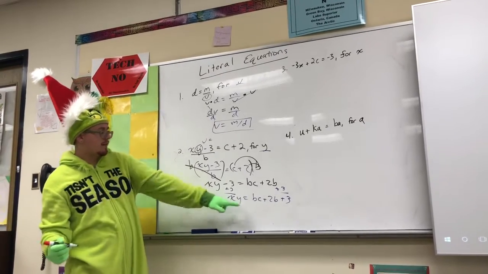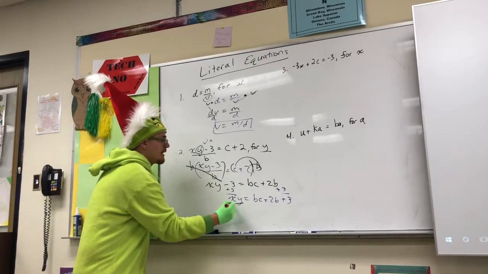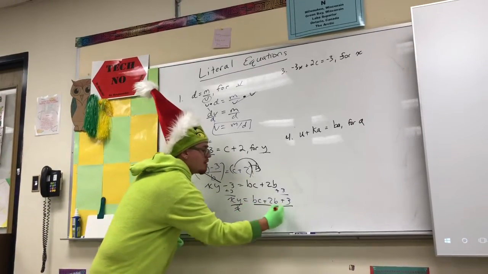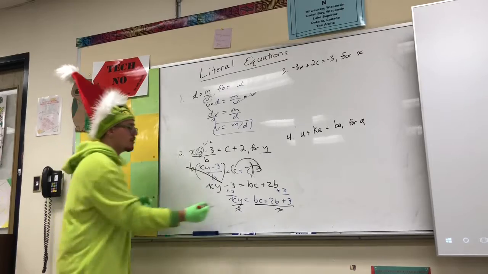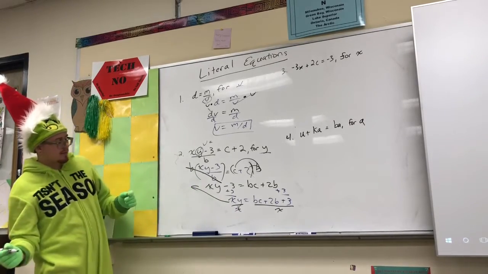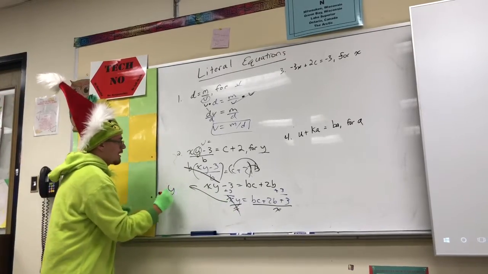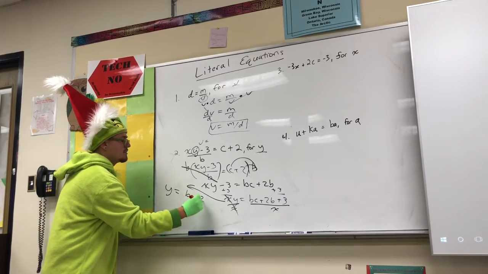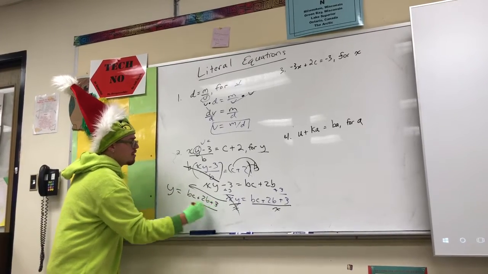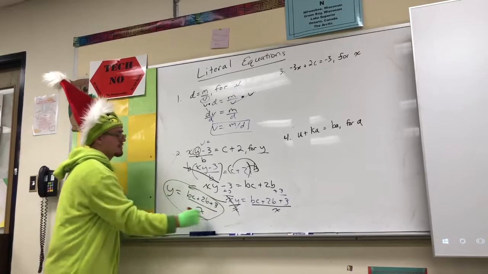And then we need to divide by x on both sides. And we're going to divide everything by x. All of that. And I know that's super weird and ugly and nobody likes it, but that's okay. That's what they said about you too. So y equals bc plus 2b plus 3 all over x. And that is your answer.